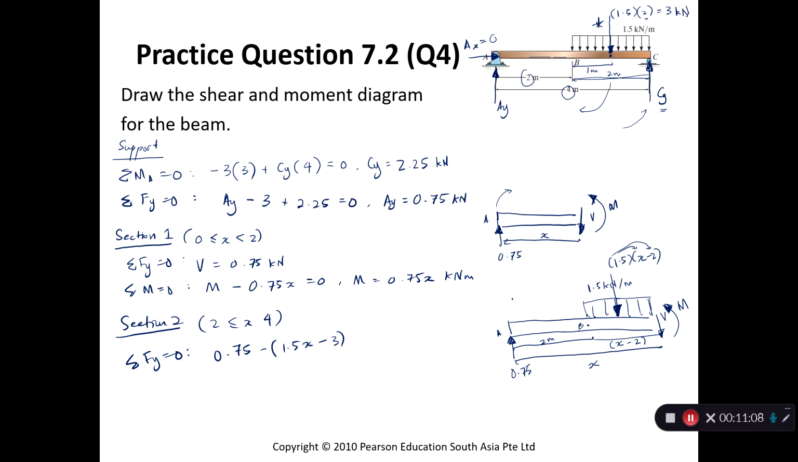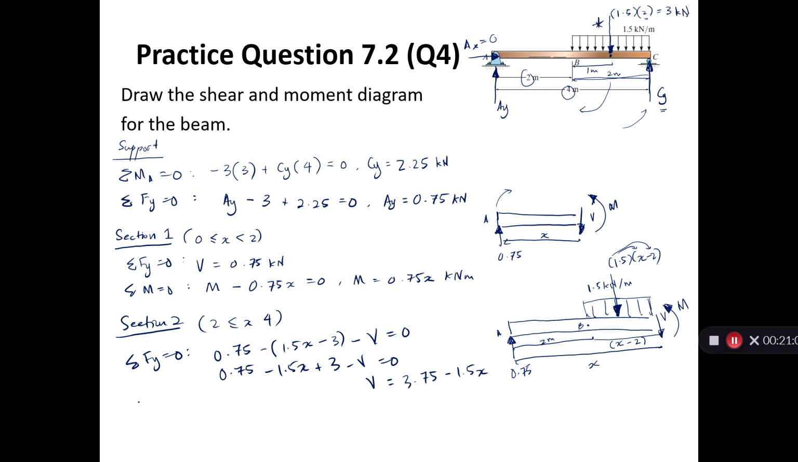And then we have our shear force, of course. So that's going downwards equals 0. 0.75 minus 1.5x plus 3 minus V equals 0. So rearrange, V equals 0.75 plus 3, that's 3.75 minus 1.5x. You can also write it as negative 1.5x plus 3.75. It's the same thing.